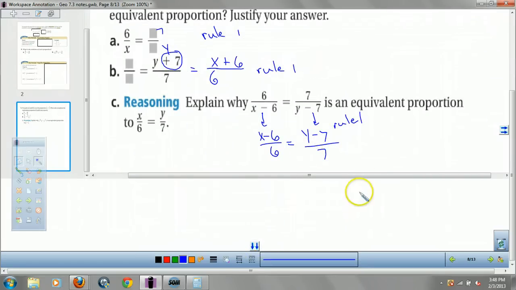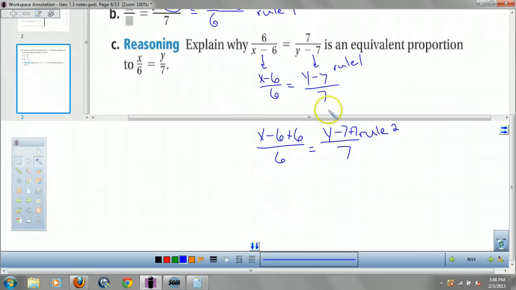Okay. Rule 2 says I can add my denominator to both sides. Means I can add 6. And over here I can add 7. Okay. These cancel, these cancel. X over 6 equals y over 7. And we got where we need to go. Okay?